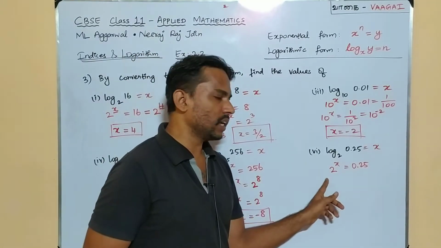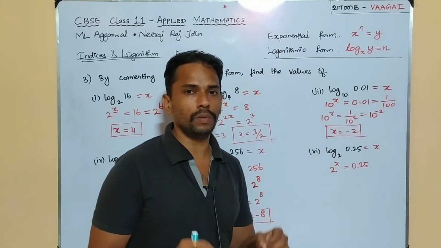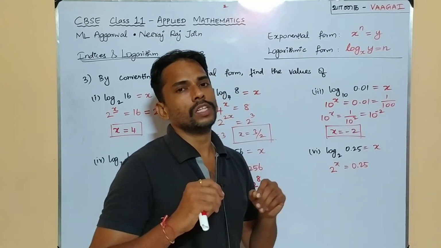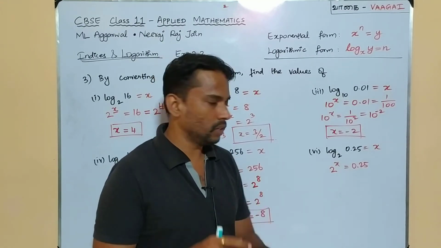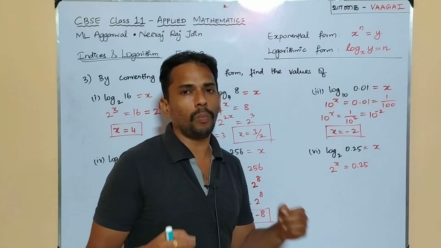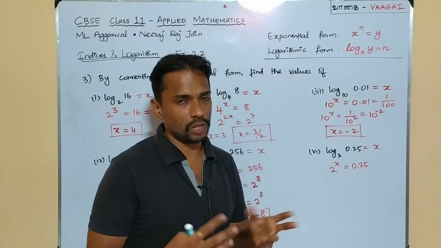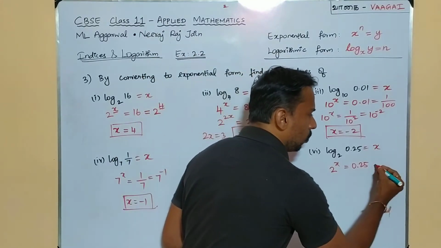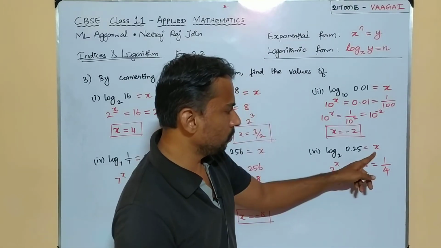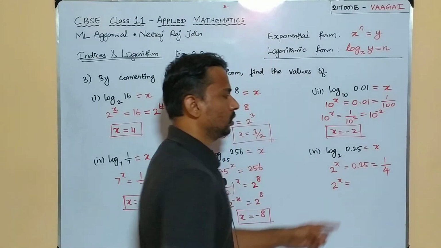Now the left hand side has no problem, no disturbance. But on the right hand side we have a decimal, 0.25. How can you rewrite this 0.25 as a fraction? Can you think what is 0.25 as a fraction? 0.25 is nothing but 25 by 100, which is very simple. It is equal to 1 by 4, since 25 by 100 can be simplified to 1 by 4. So that means 2 power x is equal to 1 by 4.